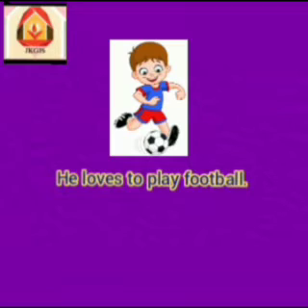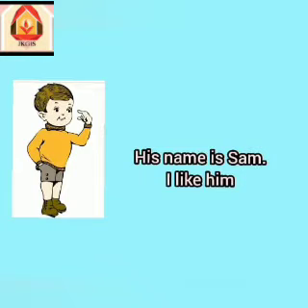Just like he, we have pronouns like him or his that are used in the telling part of the sentence. For example, his name is Sam. I like him. Here, the words his and him are pronouns which are telling us about Sam, and they are used in the telling part of the sentence.